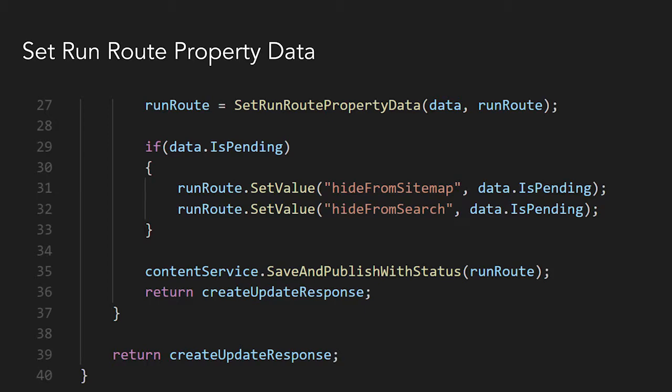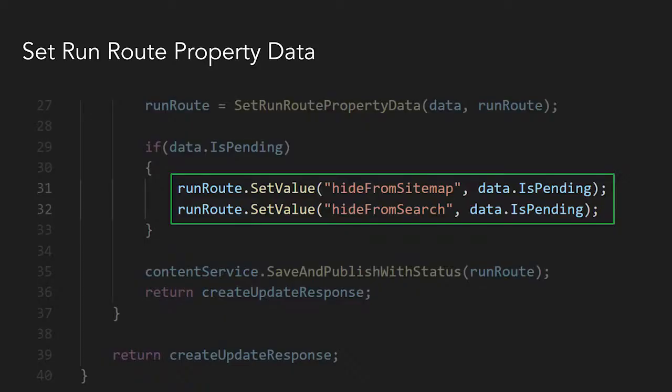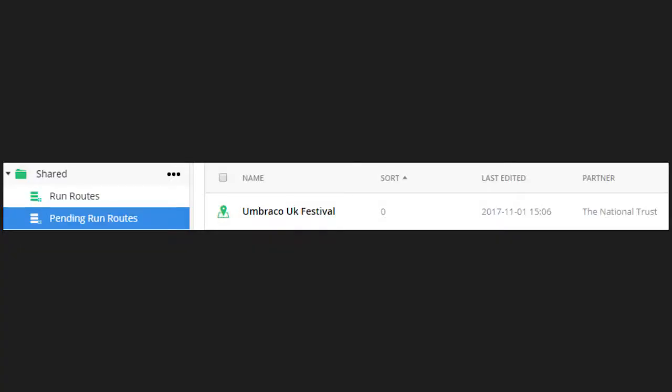Next up is this pending. This is pending value is, again, going to be used for the approval process and the preview ability. So we set this, they do exactly what they say, hide it from the sitemap, hide it from the search. And if it is pending when they create it, like I said, it will go into this pending run routes folder.